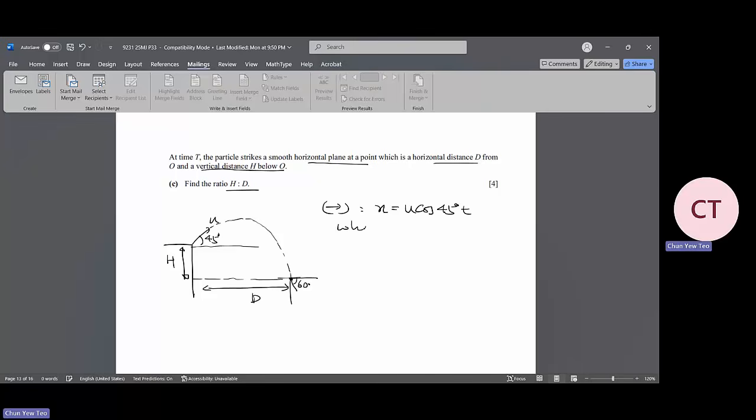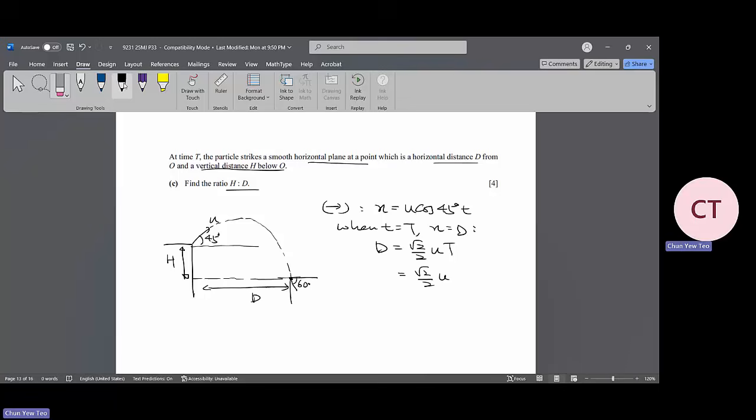Okay, so when the x is equal to d, that means the d is equal to u cos 45° times T. Based on the result that we have just now in part b, the T is given as (u sin 45° + √6 u/2)/g... so it will be (1 + √3)/(2g) u squared. That will be the d.